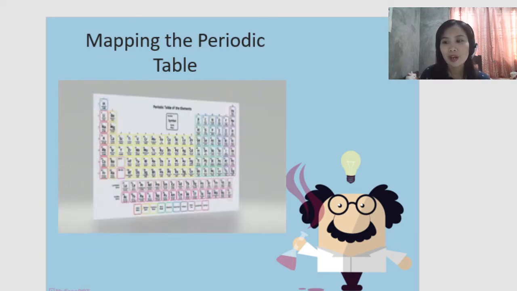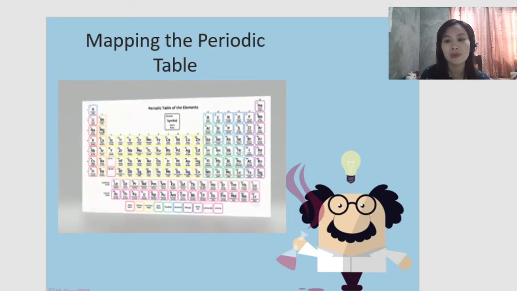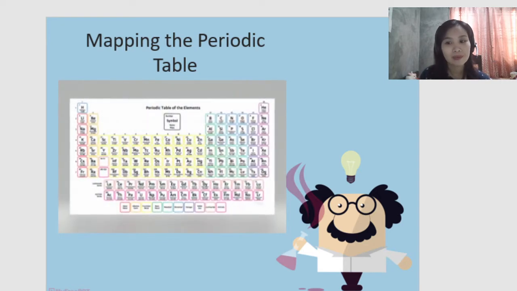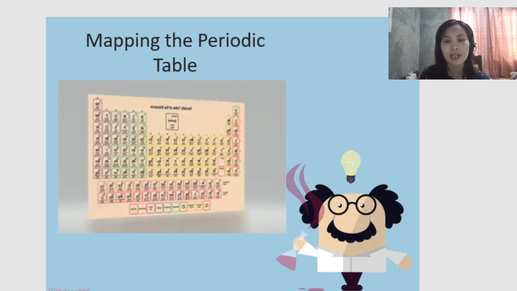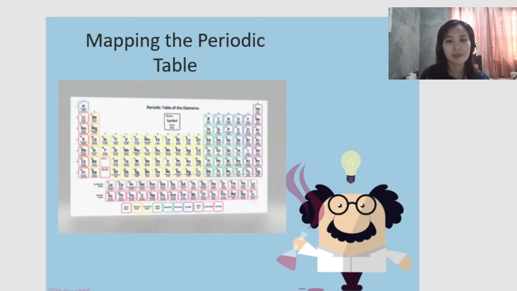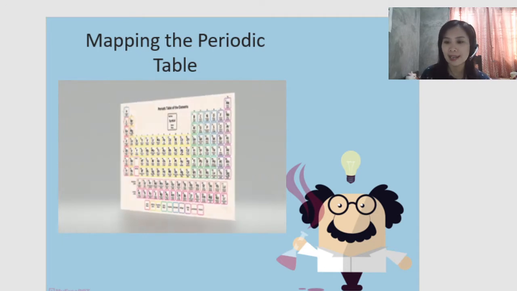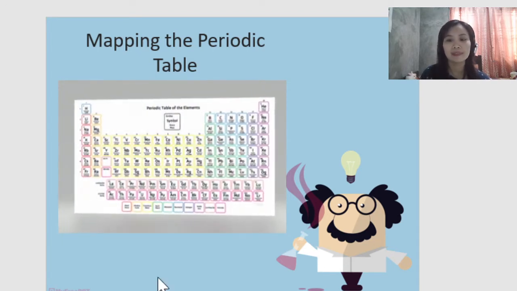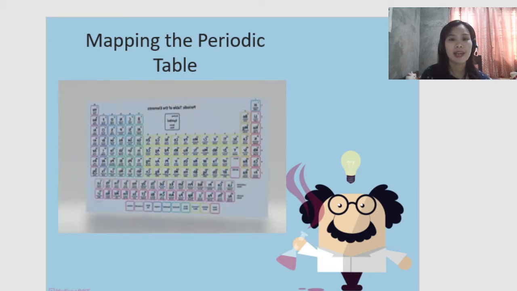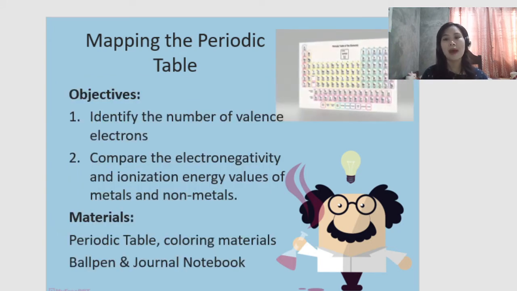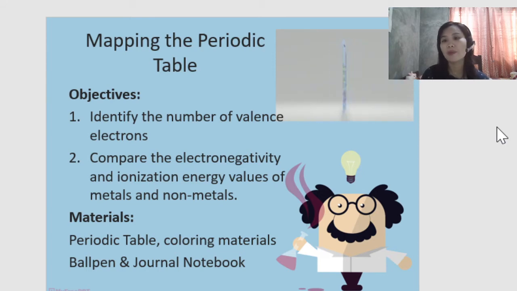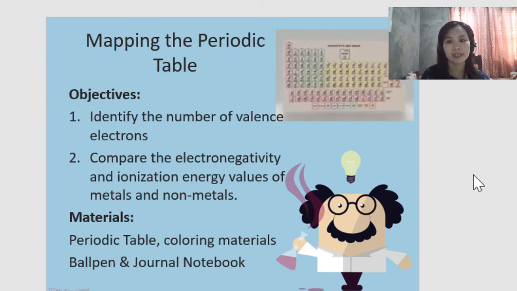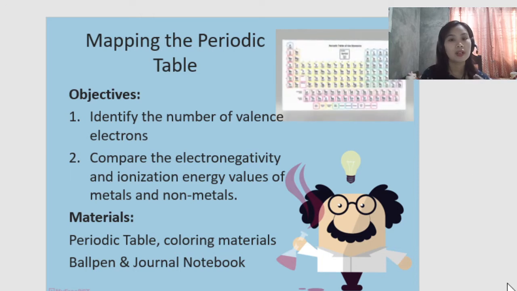Now, there are concepts that you need to know in order to fully understand why atoms form compounds. Let us start with the basic information: the number of valence electrons, the octet rule, and electronegativity. Mapping the periodic table is our main activity for this Let's Explore This.